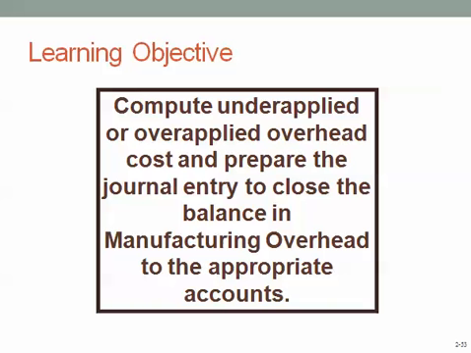When a company uses a predetermined overhead rate to assign costs to jobs, it's unlikely the amount of overhead that's been allocated or assigned to work in process will equal the actual amount of overhead we incurred during a period. We're going to calculate the amount of under or over applied overhead and show how we would close out that under or over applied overhead to cost of goods sold at the end of the period.